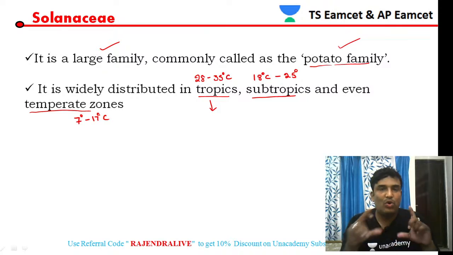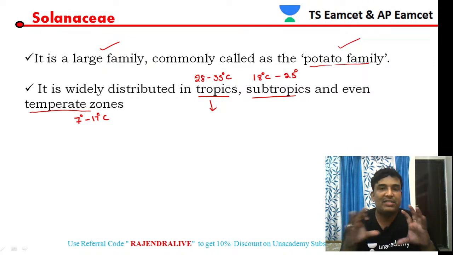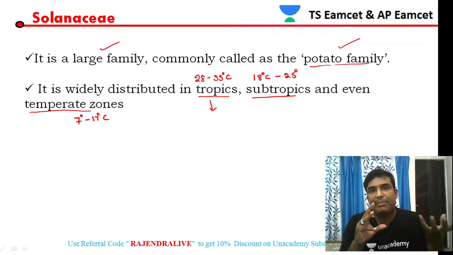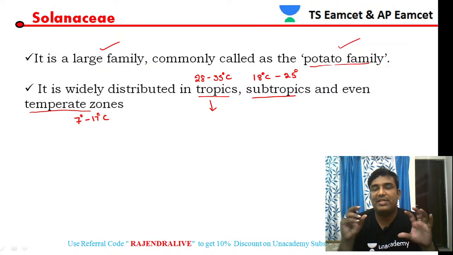So the whole globe is classified into 4 different zones based upon the climatic conditions, especially the temperature: tropical zone, subtropical zone, temperate zone, and polar zone. The tropical zone or tropics has an average temperature ranging between 28 to 35 degrees centigrade. In the subtropical zone, the average temperature ranges between 18 to 25 degrees centigrade. And in temperate zones, it ranges between 7 to 17 degrees centigrade.